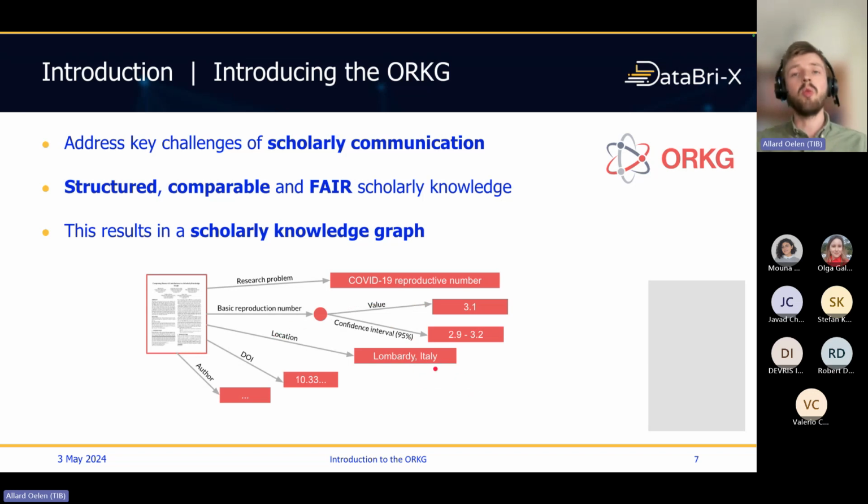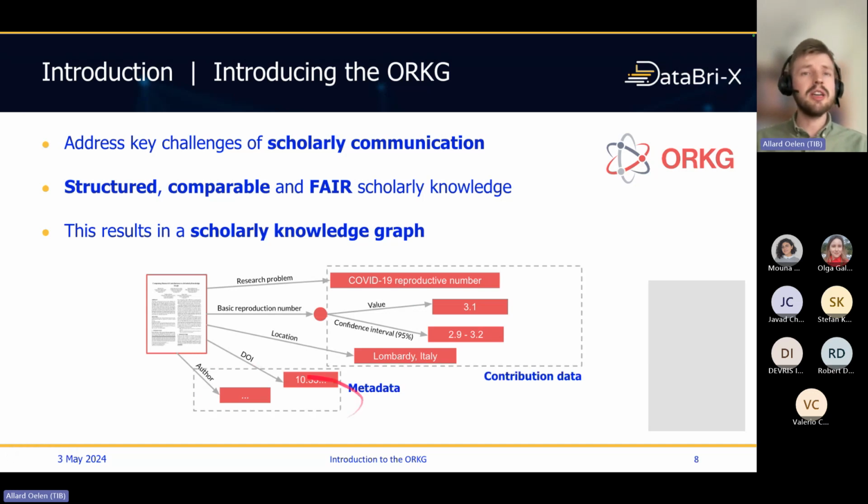Then there is a location where this research is conducted, and there's a DOI of the paper and some authors. So if we now have a closer look, we can see that the DOI and the authors, we can consider them metadata. There's already quite a lot of systems out there that do the organization of scholarly metadata pretty well.